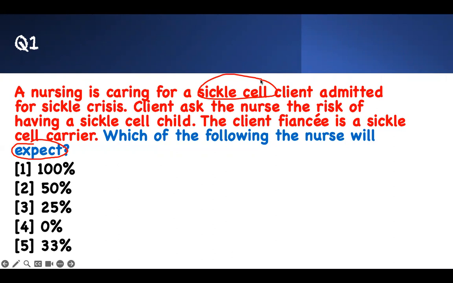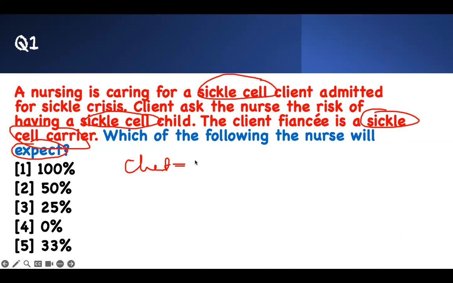The client asked the nurse the risks of having a sickle cell child. The client's fiancé is a sickle cell carrier. You see, there's a bunch of ways. You see, I underline them. So the way I will rewrite the whole thing is, I have a sickle cell patient who is now engaged to a sickle cell carrier, and he or she wanted to know whether they're going to have a sickle cell child when they have a baby. The patient, which is the client, has what? Is a sickle cell client.